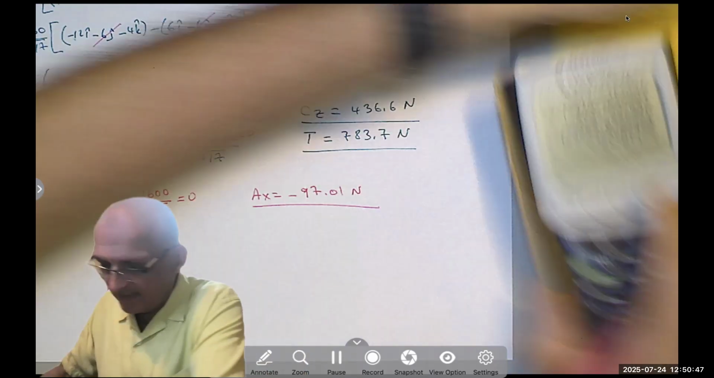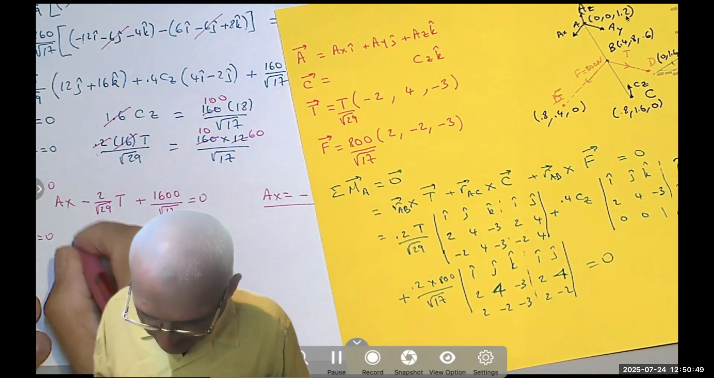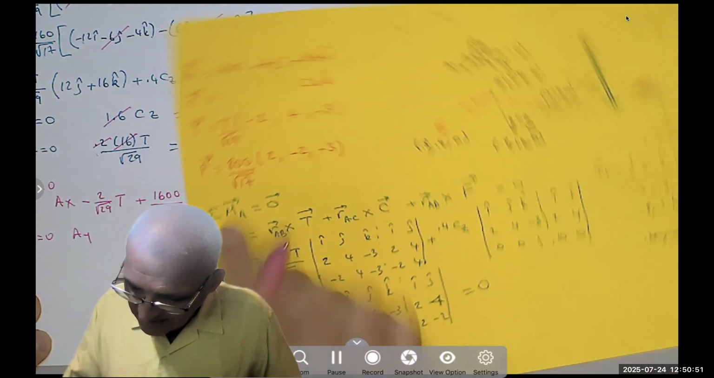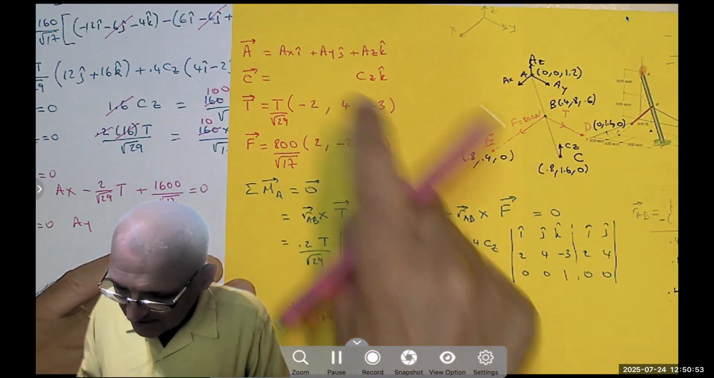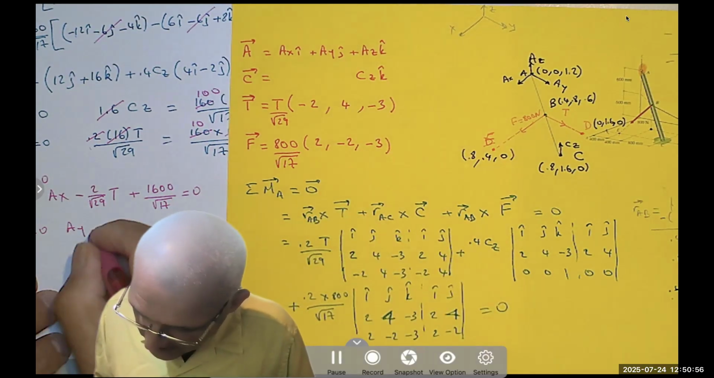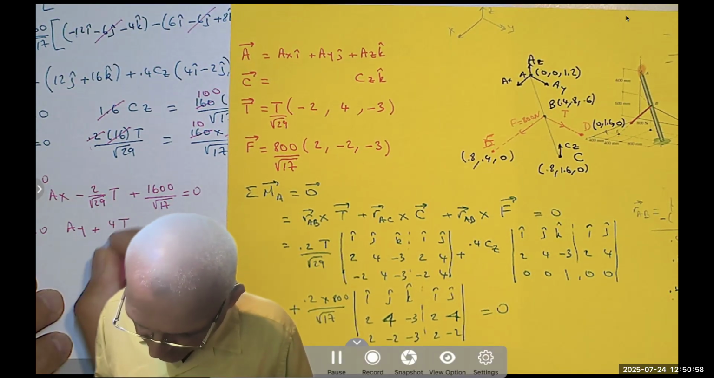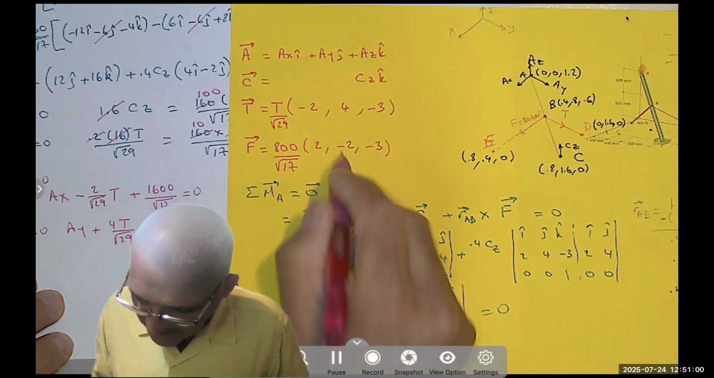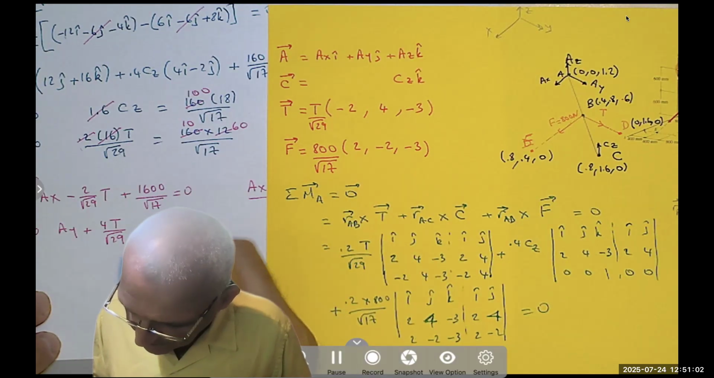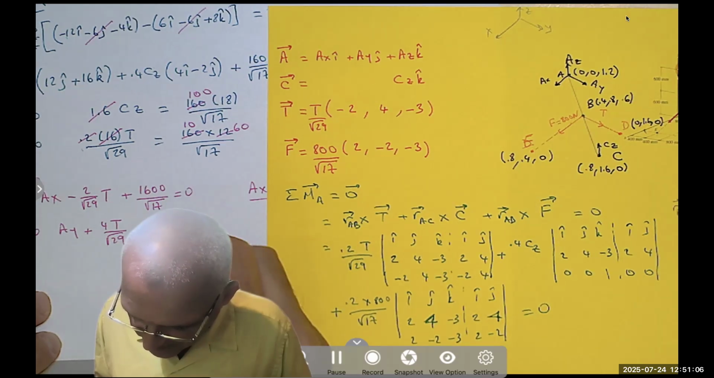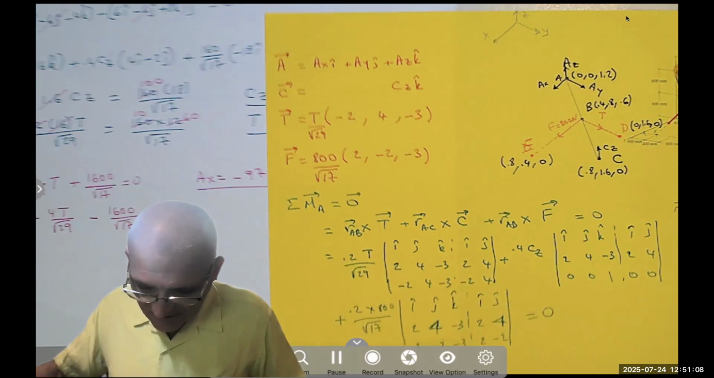Now, what do we have? Of course, we have A sub y, and then we don't have a C still. We have 4T, so plus 4T over root 29, and then I have minus 1600 over root 17 equals 0. So now it's the other way around.